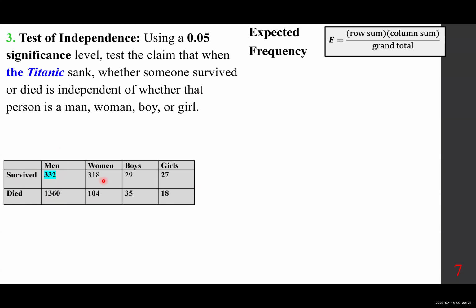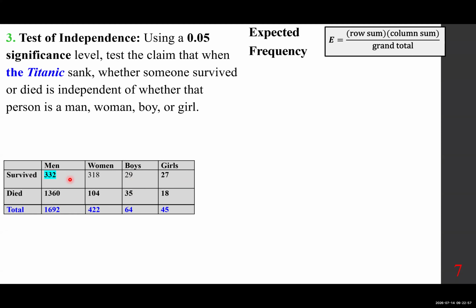Women, 318 survived, 104 died. Boys, 29 to 35. Here's 27 to 18, just to give you an idea as to what's going on. Now let's sum them up. In this group, when we add these two numbers, we get 1692. These two numbers, 422. These two numbers, 64. These two numbers, 45. Okay.